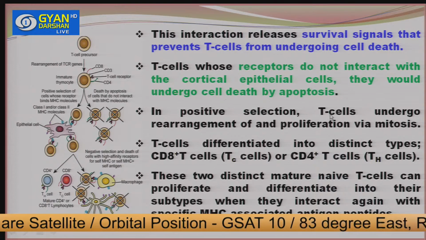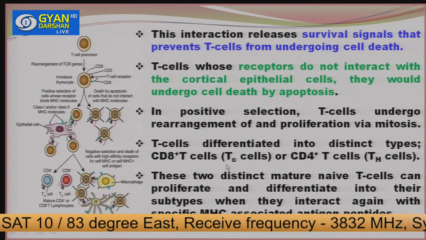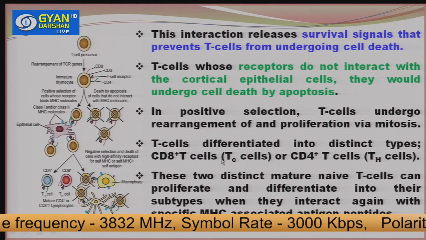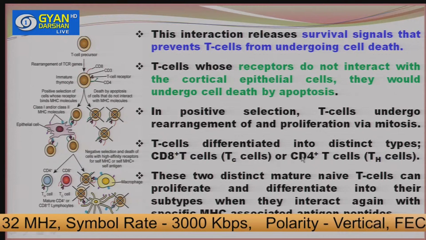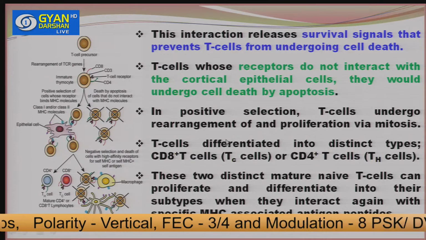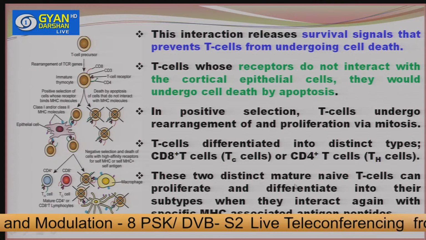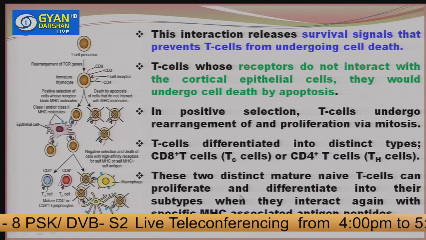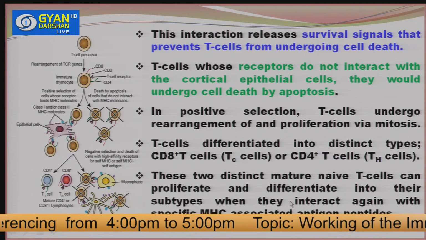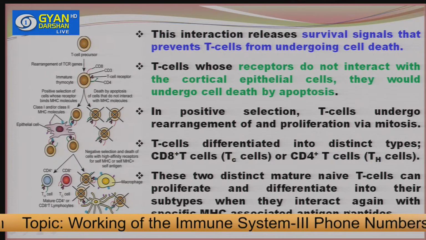In positive selection, T cells undergo rearrangement and proliferation by mitosis, and T cells differentiate into distinct types: the CD8 positive cells, known as cytotoxic T cells, and the CD4 positive cells, known as T helper cells. Their differentiation will take place. And these two distinct mature naive T cells can proliferate and differentiate into subtypes when they interact again with specific MHC associated antigen peptides.